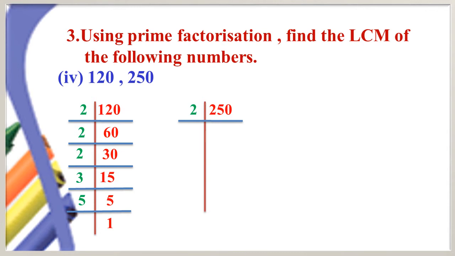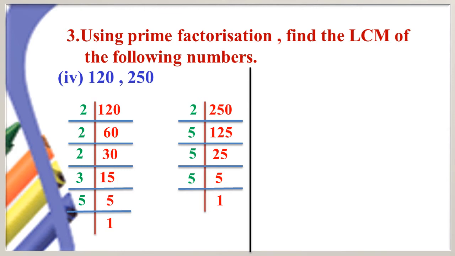250 divided by 2, we get 125. 125 ends in 5, so it is divisible by 5. Dividing 125 by 5, we get 25. Again, 25 is also divisible by 5. So, 25 divided by 5, we get 5. So, 5 is also divisible by 5. So, 5 divided by 5 equal to 1.